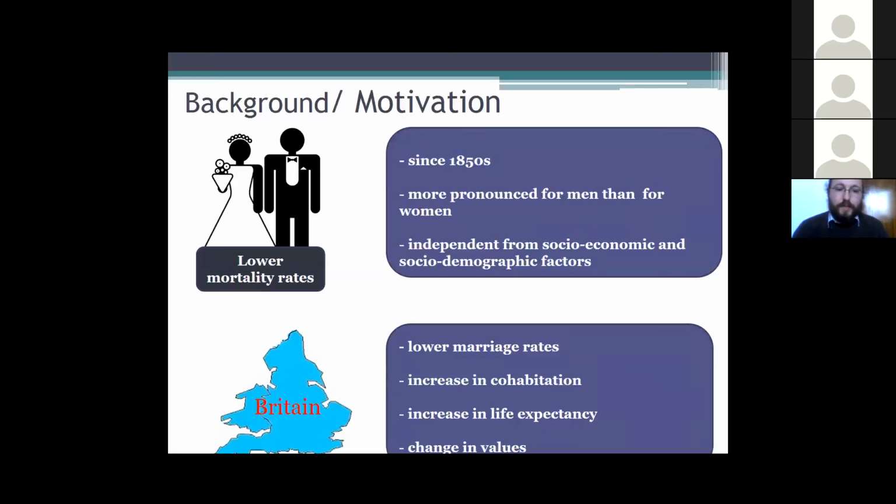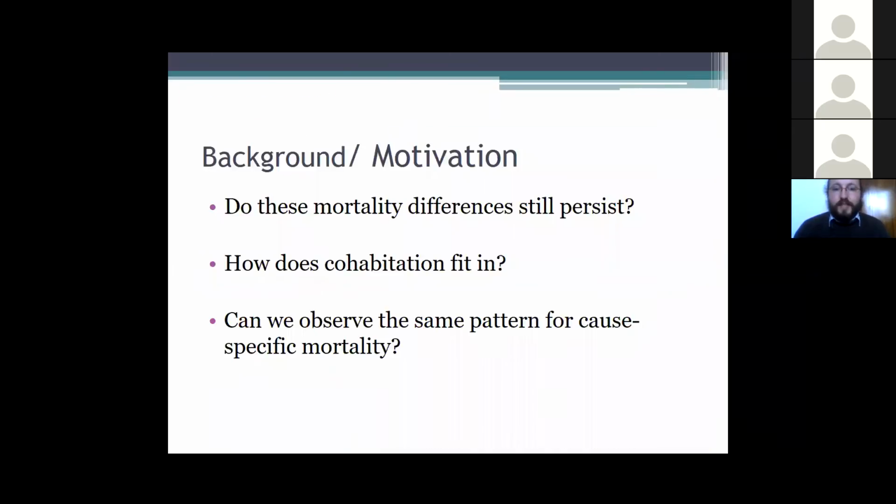But also, we know that in the last 50 years, Britain, together with other Western countries, has changed. We got low mortality rates, increase in cohabitation, increase in life expectancy, and also a general change in values, which is usually or sometimes referred to as the second demographic transition. And we have also a lot of new household forms that are building up, also increase in lone parent families, etc.